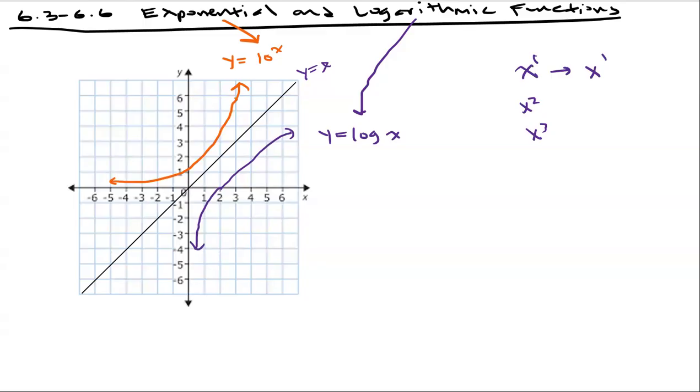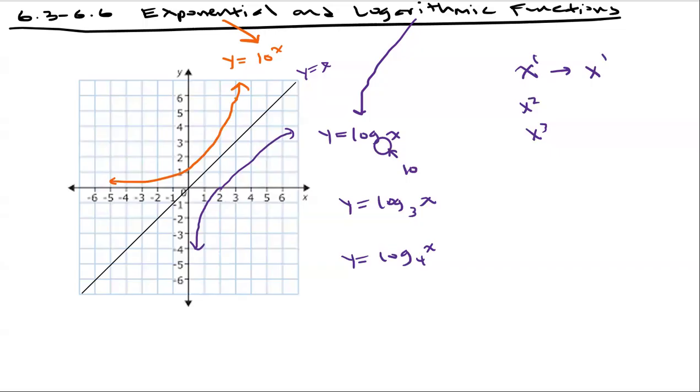Same thing here. The base of this function is actually base 10. If I wanted to change the base, then it would be like y is equal to log base 3 of x, or y is equal to log base 4 of x. So what I'm saying is, if you don't see a number in the base area, it's automatically base 10.